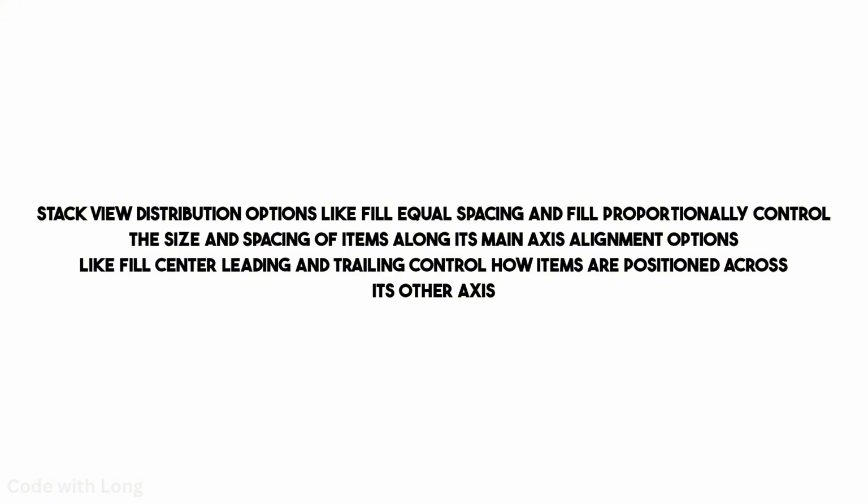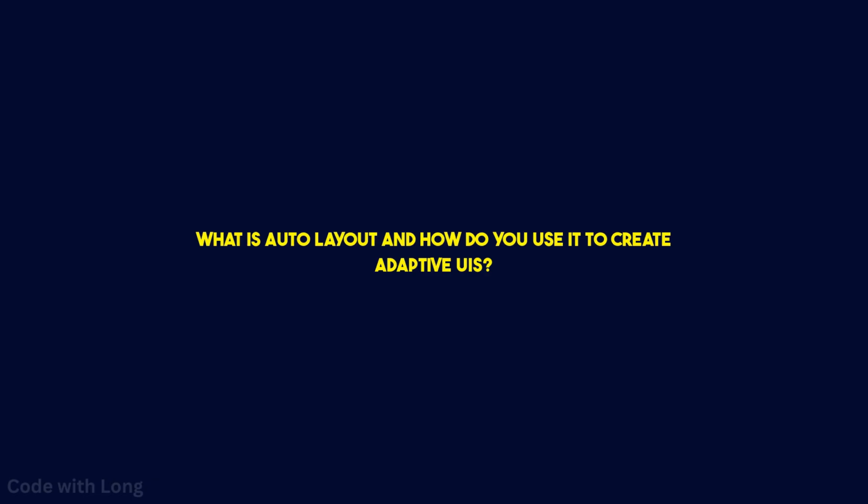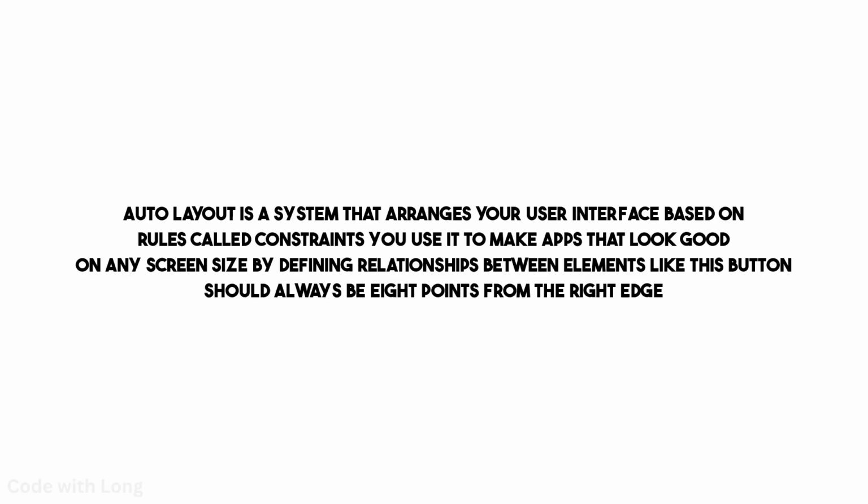What is Auto Layout and how do you use it to create adaptive UIs? Auto Layout is a system that arranges your user interface based on rules called constraints. You use it to make apps that look good on any screen size by defining relationships between elements, like this button should always be 8 points from the right edge.